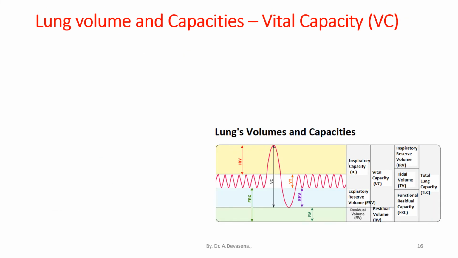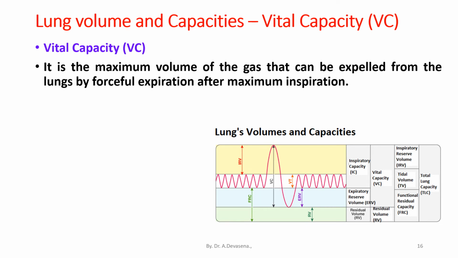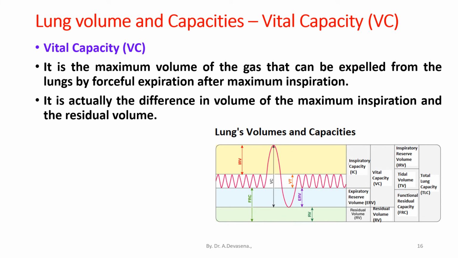Vital capacity, VC. It is the maximum volume of gas that can be expelled from the lungs by forceful expiration after maximum inspiration. It is actually the difference between the volume of the maximum inspiration and the residual volume. So, vital capacity can be represented as IRV plus TV plus ERV. The normal value of vital capacity is about 4600 ml.